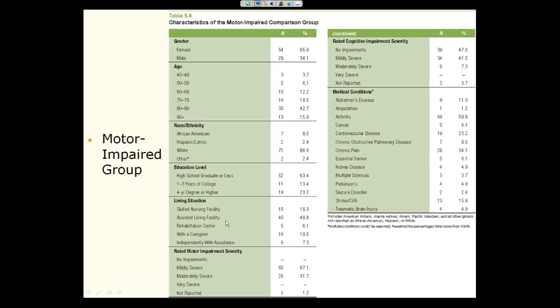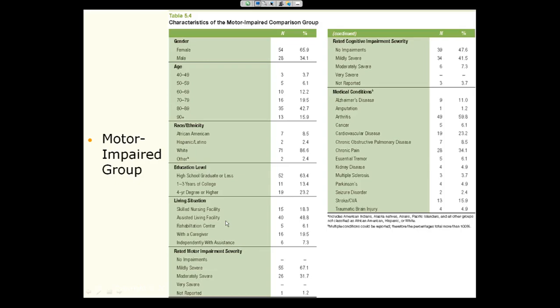Two-thirds female and one-third male. There were many in their 70s, 80s, and 90s, but there were quite a few younger here as well. Almost half of these folks were staying in assisted living, with fewer than 20% in each of the other four living situations that I talked about. In terms of cognitive impairment, most sample members were rated as having either no impairment or mild impairment.